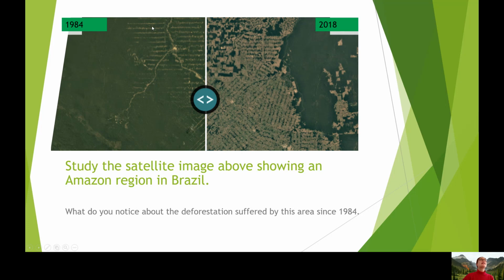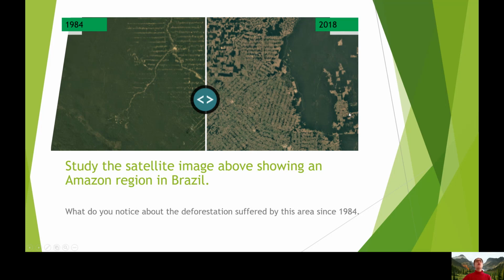You can see that in 1984, this was all covered by trees. You can see a few lines here, and you might be thinking, that doesn't look natural. Wonder what that might have been. And in 2018, we see so many trees cut down in this same area, because we can see the river tributaries still in the same place.